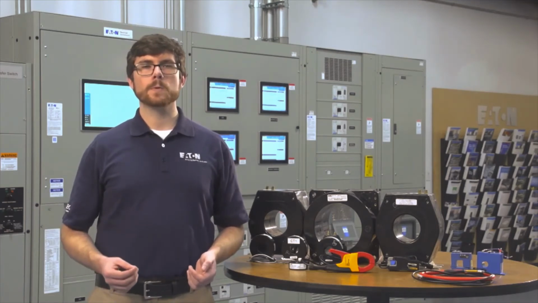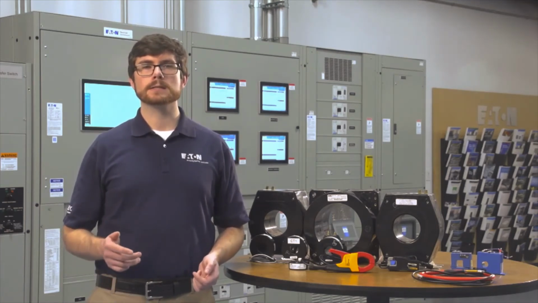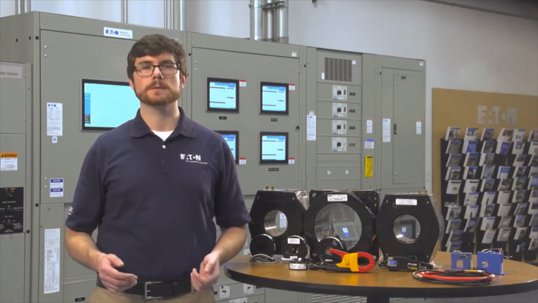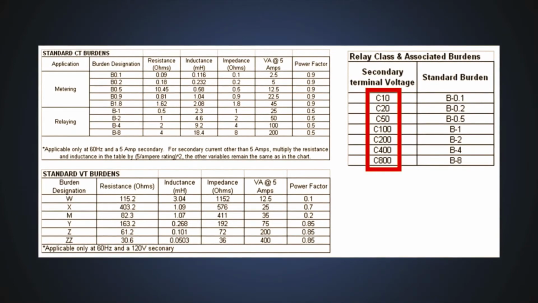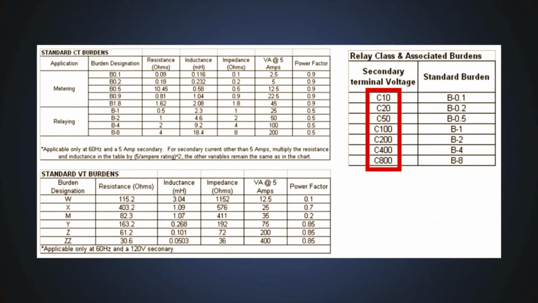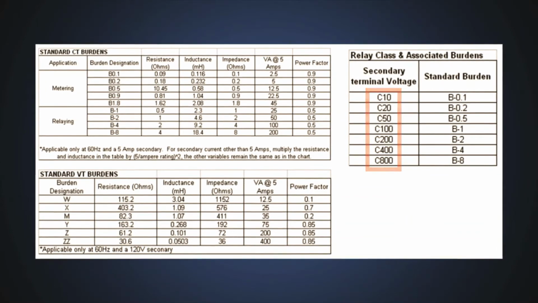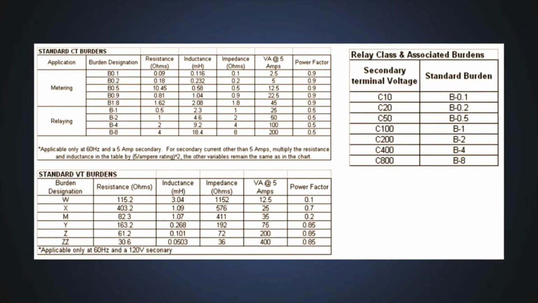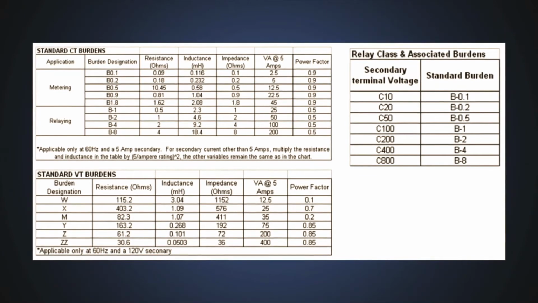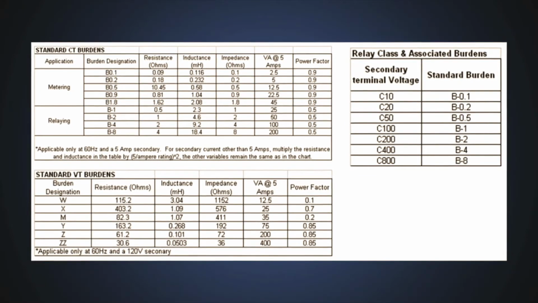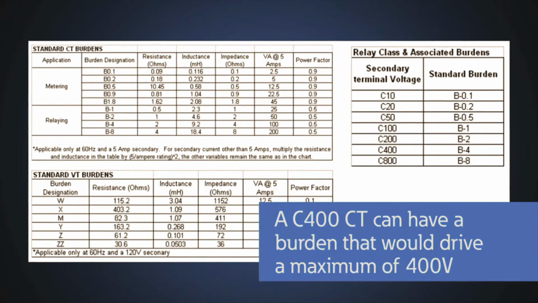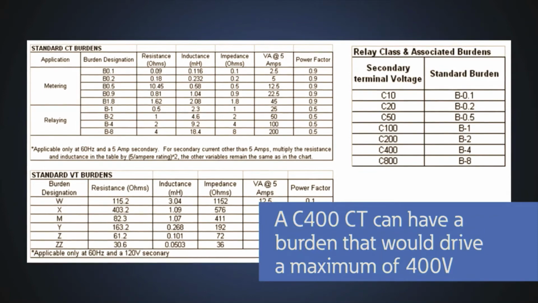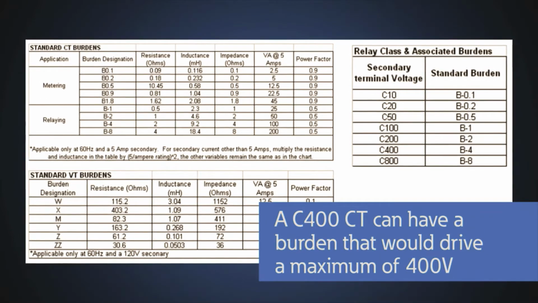They have specific requirements for overload currents in excess of the normal rating to ensure accurate performance of the relays during system faults. A current transformer can have a range of ratings from C10 to C800, which is related to the secondary winding output voltage capabilities and VA rating of the CT. In simple terms, this means that a CT with a higher rating can sustain more burden on the secondary without saturating. For example, a C400 current transformer can have a burden that would drive a maximum of 400 volts.